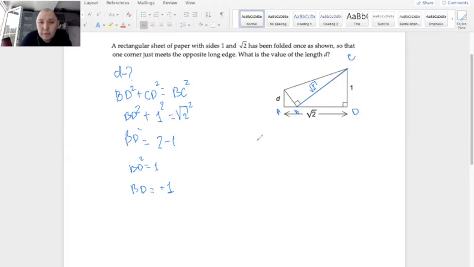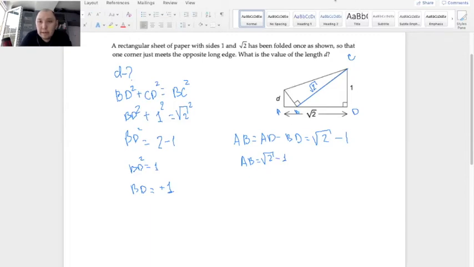Now we know the length of BD, and we know the length of AD also. So AB would equal AD minus BD. AD, according to the data given, is square root 2, and BD, we just calculated, is 1. So AB is square root 2 minus 1. Now we know the length of AB.